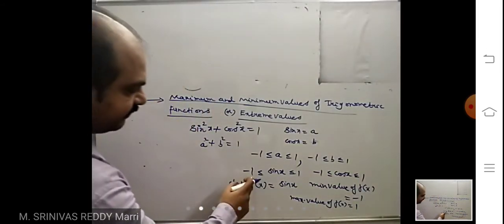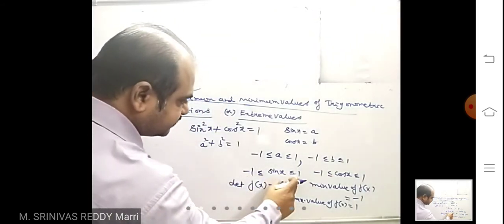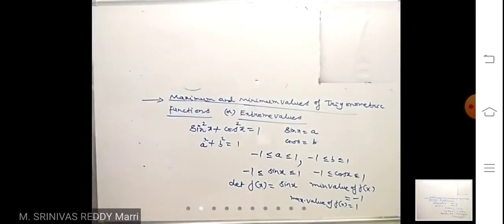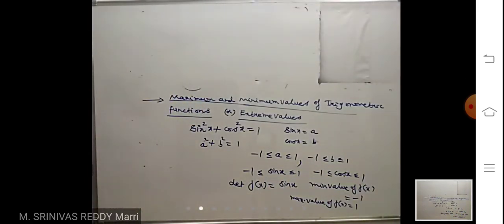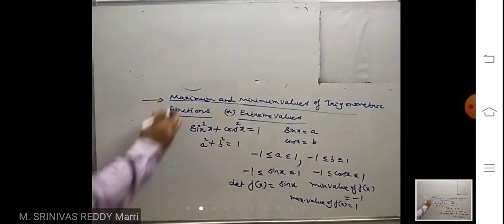So sin x minimum value is minus 1, maximum value is what? 1. For cos x minimum value is minus 1, maximum value is what? 1.